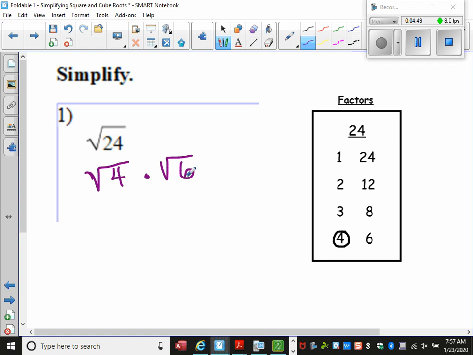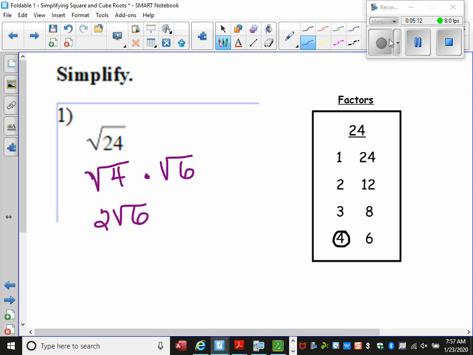When we write it as 4 times 6, so rad 4 times rad 6, that gives us rad 24 when we multiply together. We're just breaking it up into factors. We're going to take out the one that's a perfect square. What is the square root of 4? 2, so it's 2 rad 6. And that's your final answer.